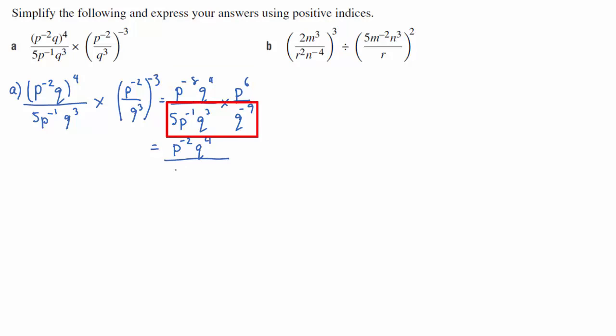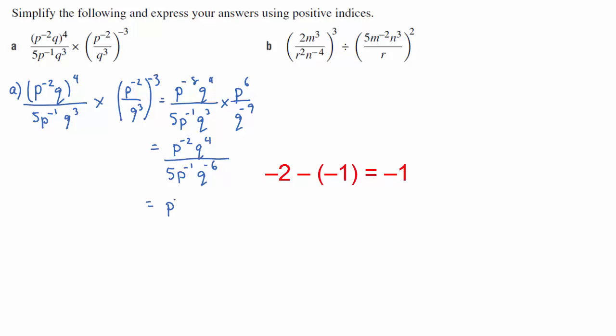In our denominator, we have 5 times p to the negative 1, and then we have q to the power of 3 times q to the power of negative 9, which is q to the power of negative 6. Now you can see that we have p to the negative 2 over p to the negative 1. So that gives us p to the negative 1 in our numerator. We also have q to the power of 4 over q to the power of negative 6. 4 minus negative 6 is 10, so we have q to the power of 10.